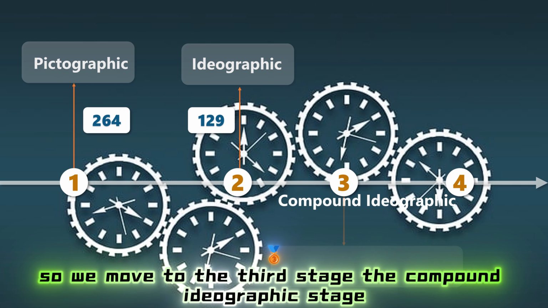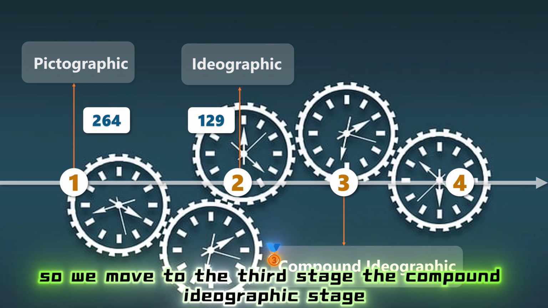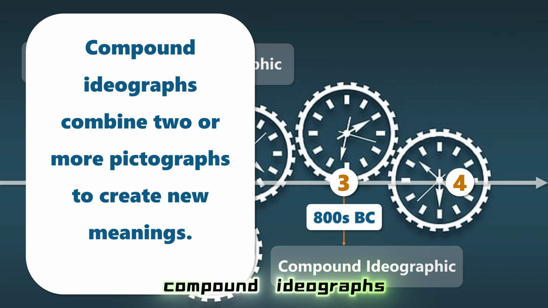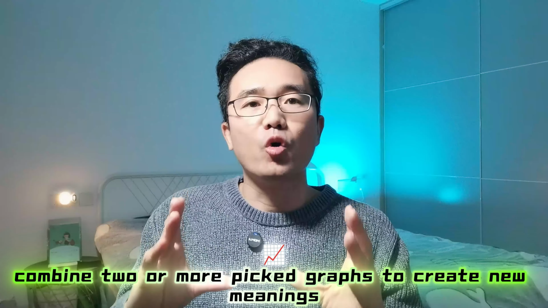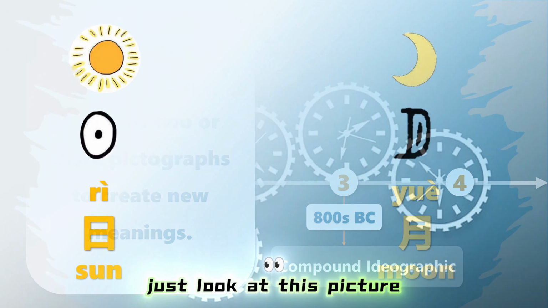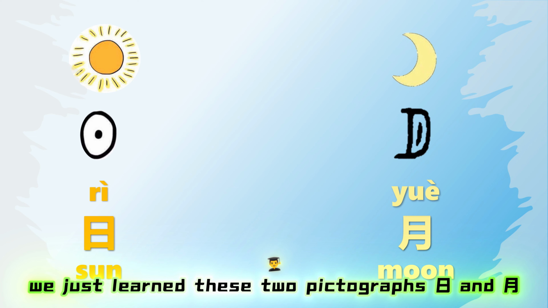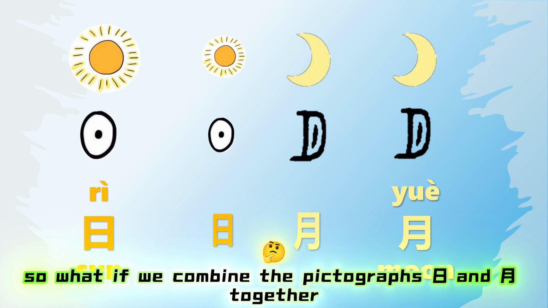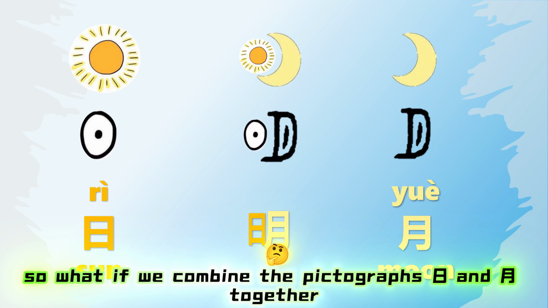So, we move to the third stage, the compound ideographic stage. In this stage, compound ideographs combine two or more pictographs to create new meanings. Just look at this picture. We just learned these two pictographs, 日 and 月, representing the sun and the moon. So, what if we combine the pictographs 日 and 月 together?